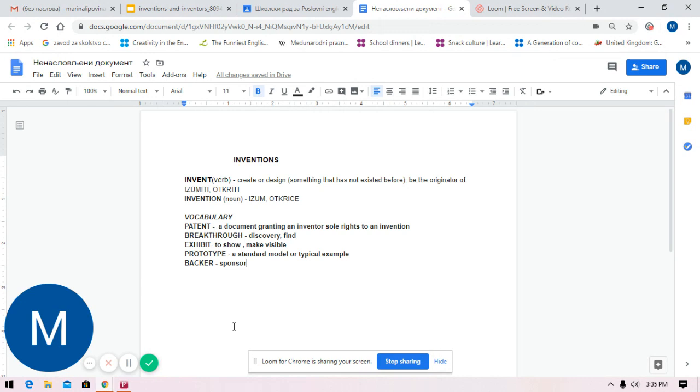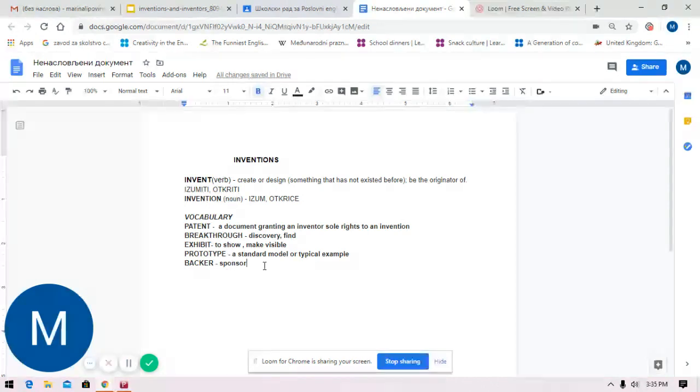Now we are continuing with the vocabulary that will be necessary to complete exercise A on page 38. Some words that you might not be familiar with are patent, a document granting an inventor sole rights to an invention. A similar word we have in our language. Breakthrough, it's a discovery or find. Exhibit, to show, to make visible. Prototype, a standard model or typical example. Also similar is the word in our language.